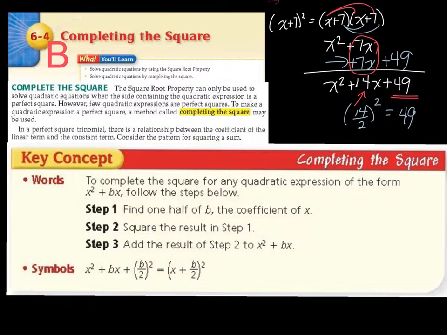To complete the square for any quadratic expression in the form x squared plus bx, we're going to find 1/2 of b, in this case 1/2 of 14 was 7. Square the result in step 1, so 7 squared is 49. And then to finish completing the square, you're going to add that to your x squared plus bx. And the result, mine would have been x plus 7, is x plus whatever our b over 2 was, squared.